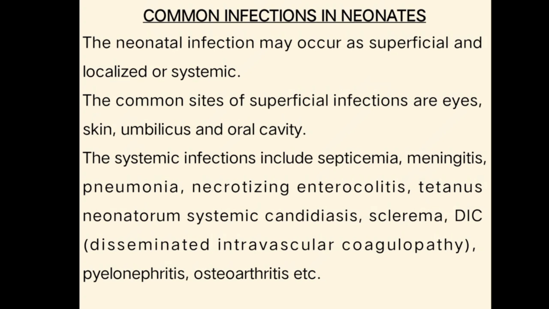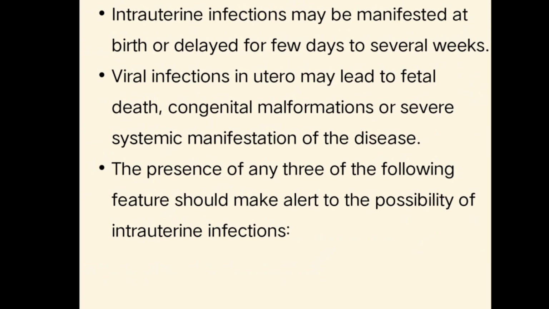So these are all the infections. The most common sites of infection are eyes, skin, umbilicus and oral cavity. In the same way, when infection is acquired by the baby, it can cause systemic infections also, like septicemia, meningitis, pneumonia, necrotizing enterocolitis, tetanus neonatorum and systemic candidiasis, scleroderma and disseminated intravascular coagulopathy, pyelonephritis and osteoarthritis. Intrauterine infection may be manifested at birth or delayed for a few days to several weeks.